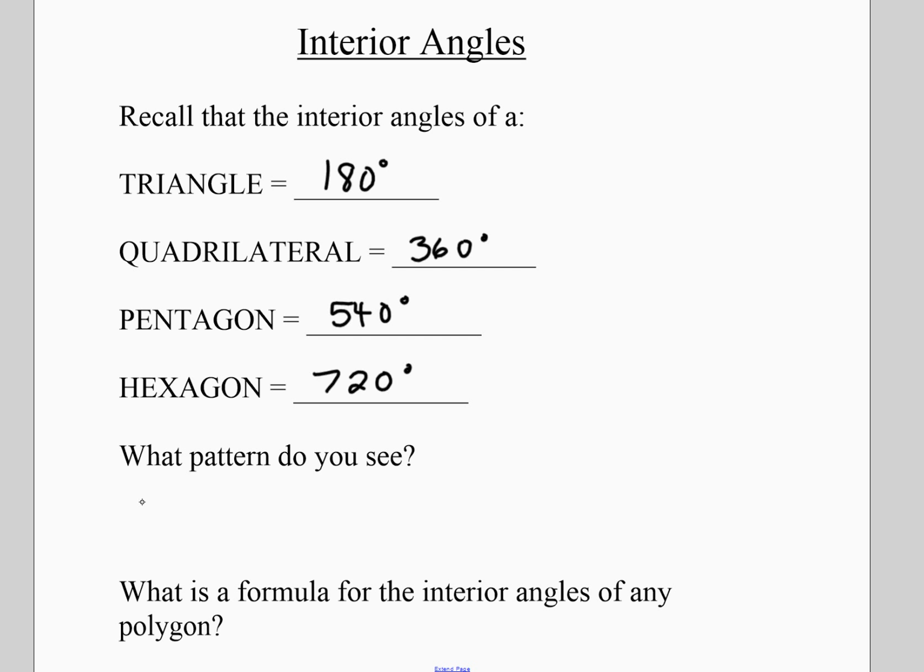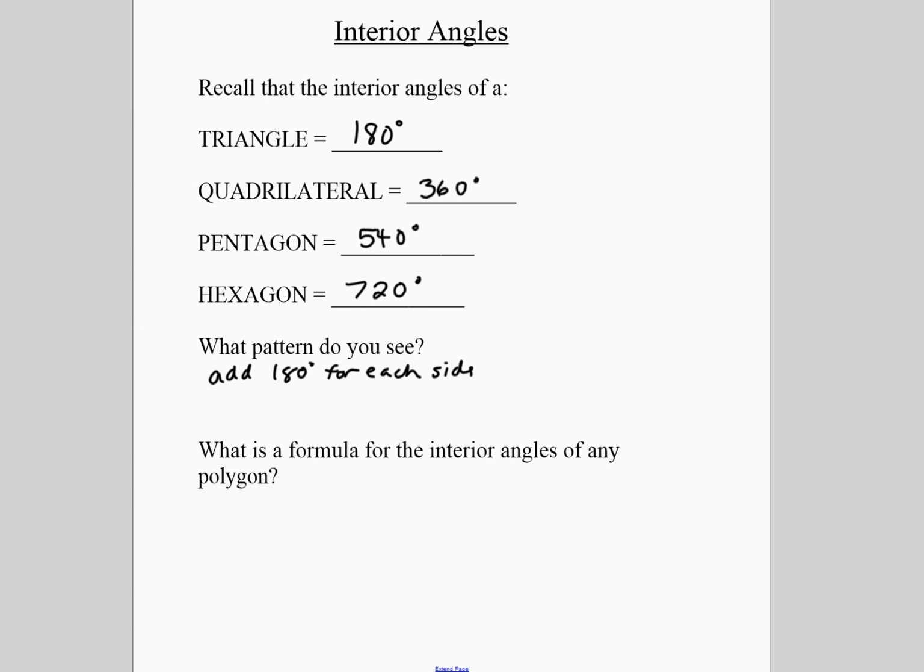So what basically is happening is you're adding 180 for each side. And we also learned a formula last year that was n minus 2 times 180, where n was the number of sides. And if you recall from last year, the reason why this happened was a triangle, you can form one triangle, and triangles add up to 180.